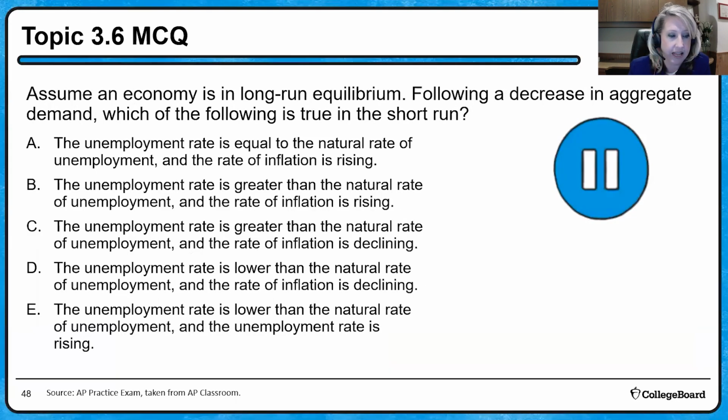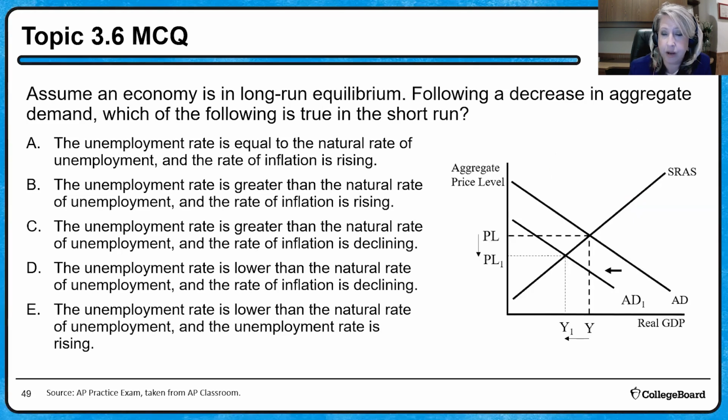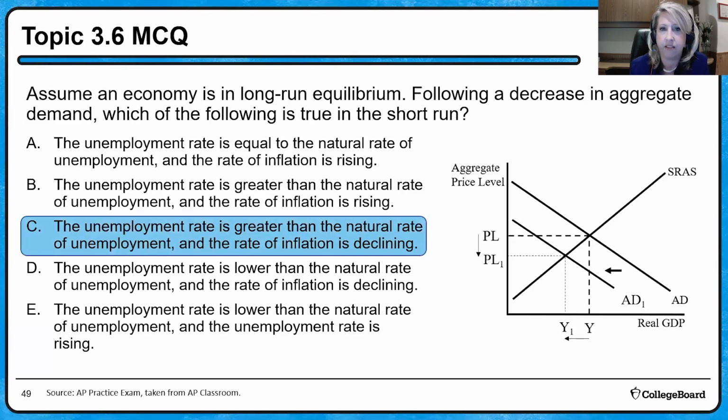All right, I think this is our last multiple choice question. Use a graph. Okay, so long run equilibrium, we have a decrease in aggregate demand. Which of the following is going to be true in the short run? I look at my graph, I know that the level of output is falling. That means the unemployment rate is rising. That means actual unemployment is greater than the natural rate of unemployment. And because the price level is falling, I know inflation is falling. Once I know that, I can find the answer right there in the answer choices.